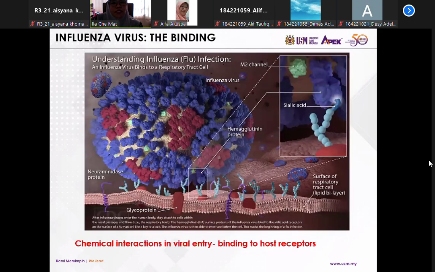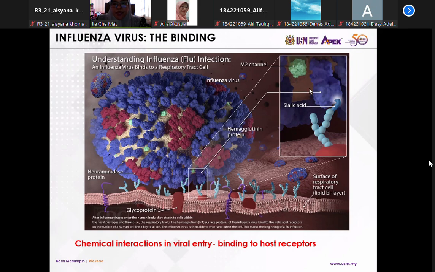Okay, so this is to show you the binding activity between the spike protein and the receptor. You can see this is hemagglutinin. Hemagglutinin is the spike protein on the surface of the virus. So hemagglutinin will bind to the sialic acid. Sialic acid is the receptor that exists on the host cell.